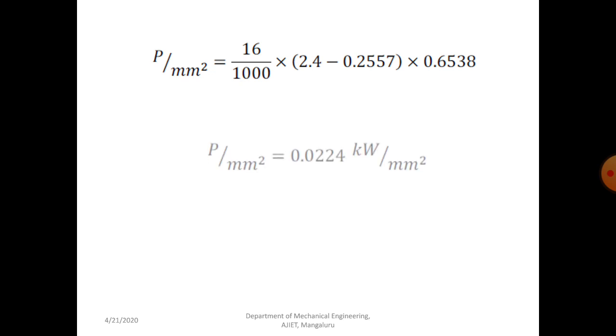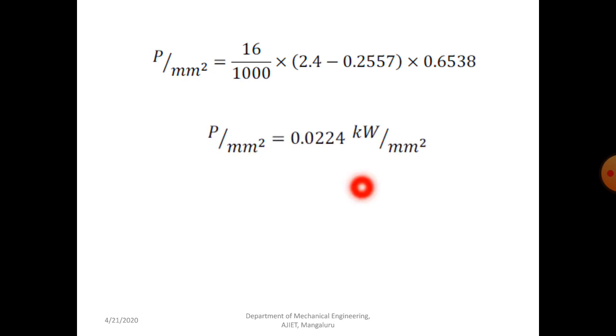So after substituting the values, you will get 0.0224. So this is very important. The unit is kilowatt per mm² area of belt. So this power is for unit area. So now for the entire area, how to calculate?